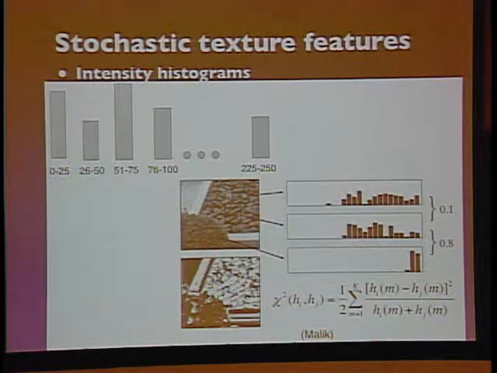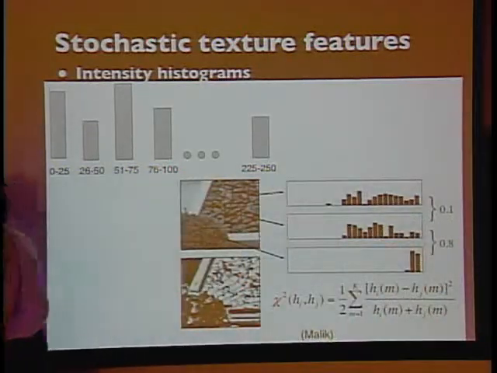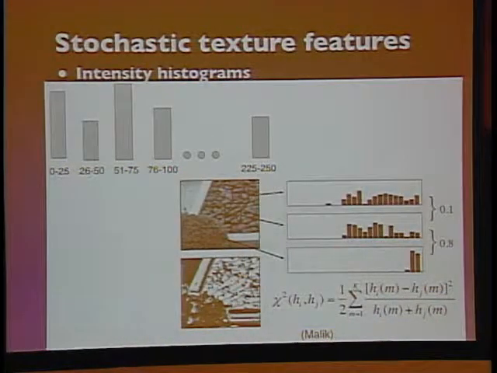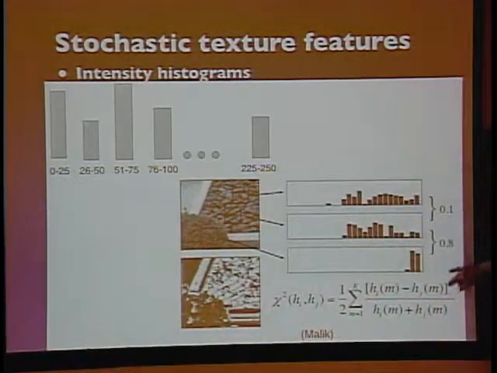And there are numerous different ways to quantify the difference between two histograms. This is just one such measure. It's called the chi-squared measure. It's very common in the statistical world. But there are numerous different ways to quantify the difference between intensity histograms. And chi-squared does the right thing here, where it says that the difference between these two histograms is only 0.1, and the difference between these two histograms is 0.8. It's relatively high.